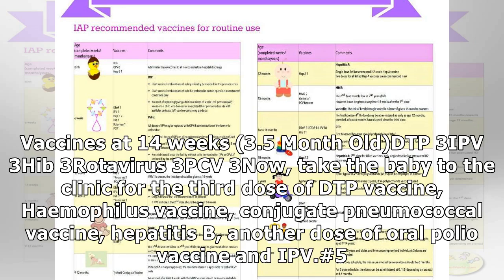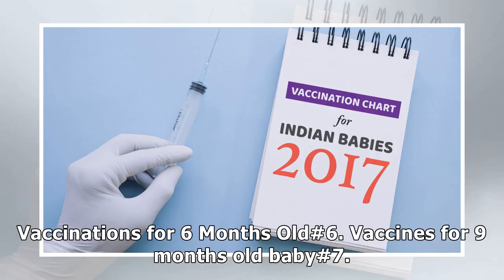Vaccines at 14 weeks, 3.5-month-old: DTP3, IPV3, HIB3, rotavirus 3, PCV3. Now, take the baby to the clinic for the third dose of DTP vaccine, Haemophilus vaccine, conjugate pneumococcal vaccine, hepatitis B, another dose of oral polio vaccine and IPV.